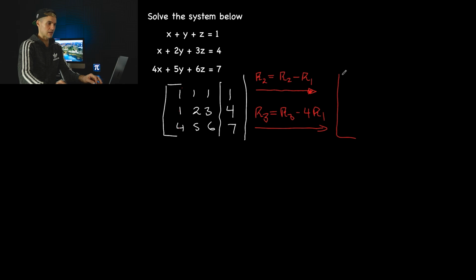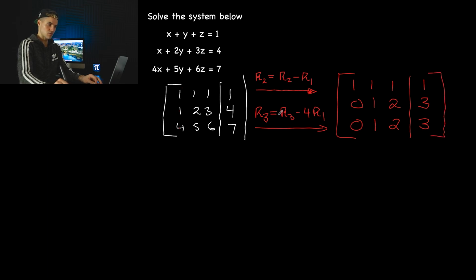So what's going to be our new matrix? Well, this first row is going to stay the same, and then we're going to have 0, 1, 2, 3, like that. And then we'll have 4 minus 4 times 1, which would be 0, 5 minus 4 times 1, which is 1, 6 minus 4 times 1, which is 2, and then 7 minus 4 times 1, which would give us 3, like that, right? So that's going to be our new matrix after those two operations.